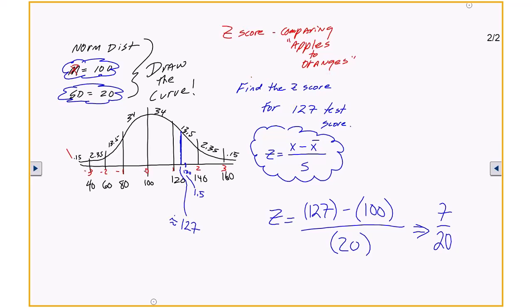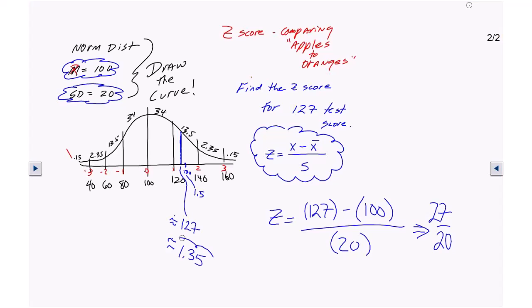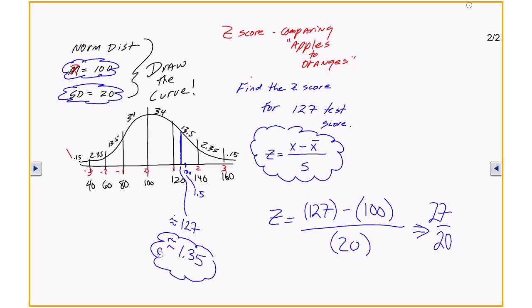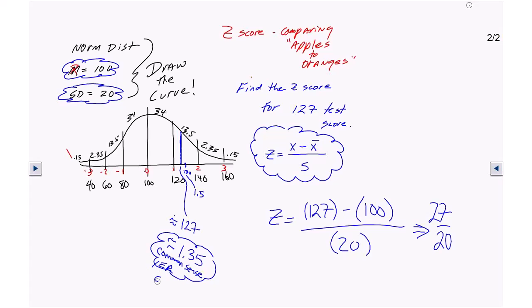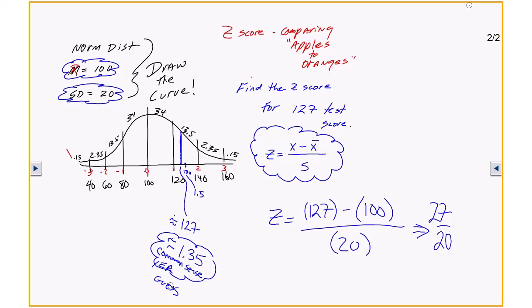Yeah, 1.35. Oh, that should be 27. There we go, 1.35. So I'm going to say around 1.35. Now this is a common sense empirical rule guess. Why would I take the time to do a common sense empirical rule test? To make sure you don't put the wrong answer down and read it off the calculator wrong. See what I'm saying? You don't want to do that, especially in chapter 7.